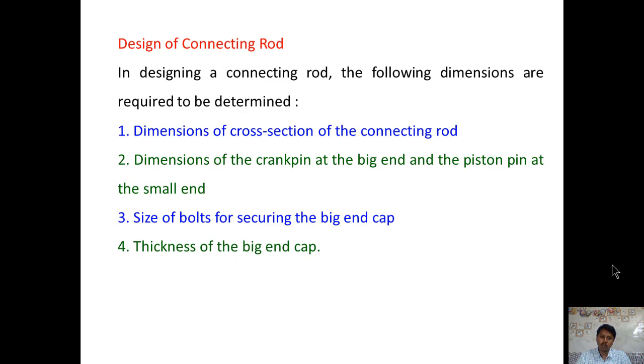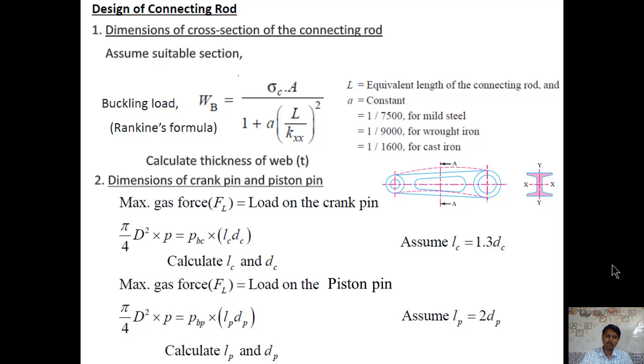Then the size of the bolts for securing the big end cap, because in the crankshaft the big end is a split type. Hence, you have a cap, and this cap is secured using a bolt. That bolt needs to be designed, and then the thickness of the big end cap.